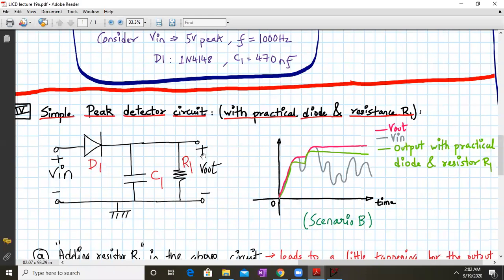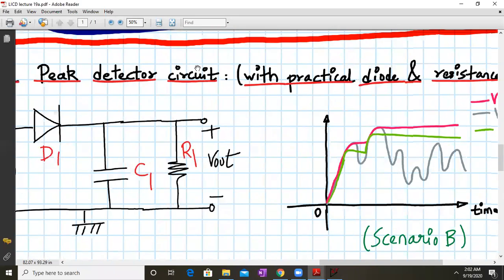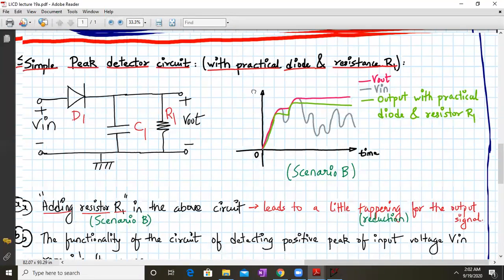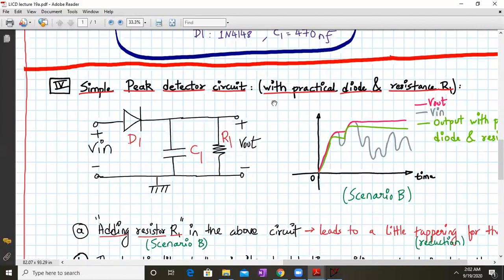So basically, there can be a load connected to the simple peak detector circuit. What will be the effect of this resistor now? Before going to the PDF, think about what will happen. The functionality will remain the same. This is a practical diode, so it will take around 0.7 volts to start working.